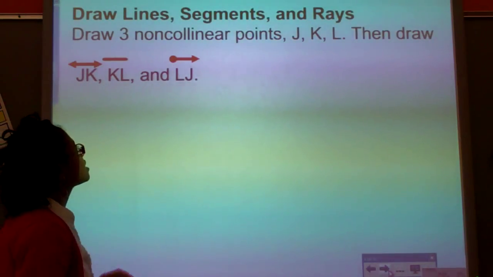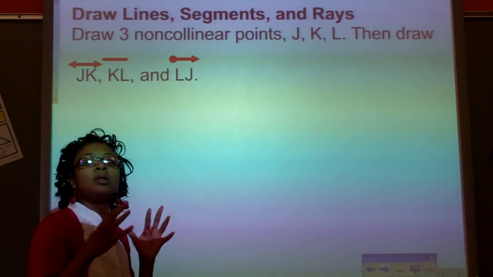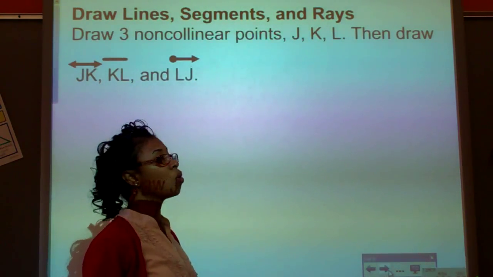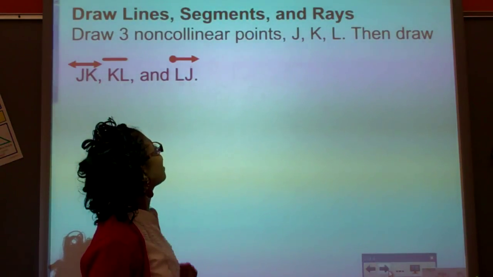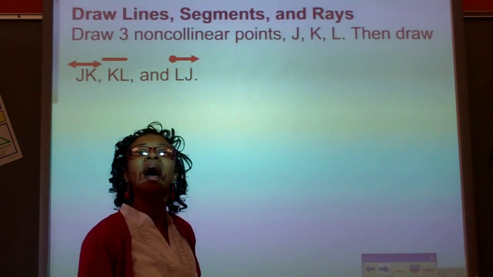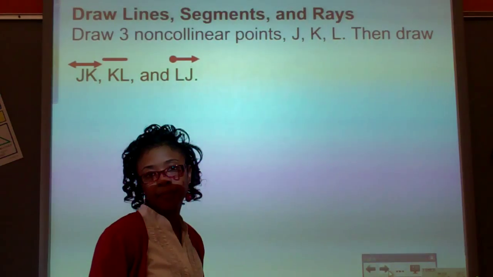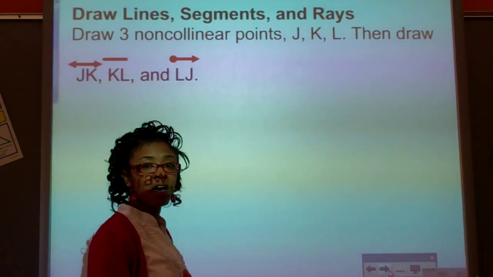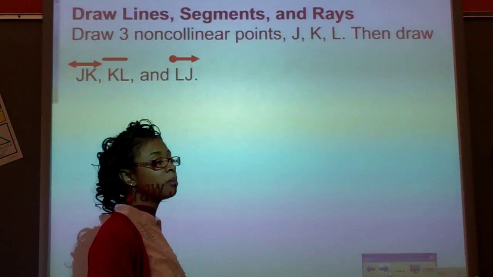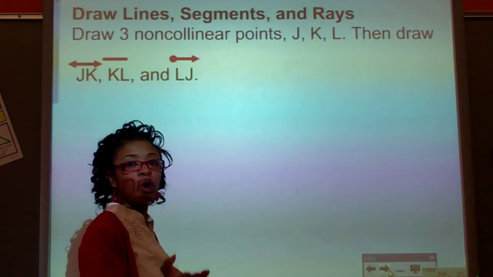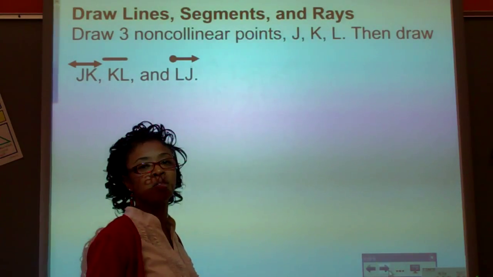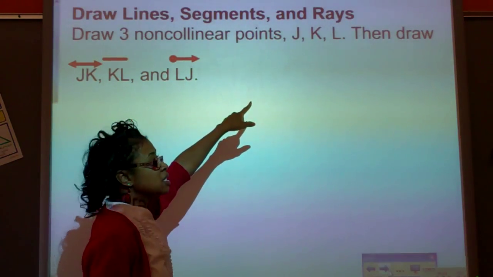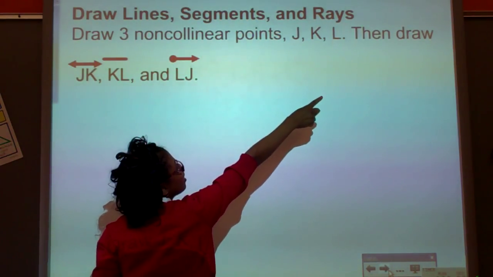Draw lines, segments, and rays. Look carefully, read carefully your directions, and see what's going on. Draw 3 non-collinear points. What does non-collinear mean? Collinear means co, together, line is in there, so they're on the same line. Well, it says non-collinear, so I want 3 points that are not on the same particular line. Draw the 3 points that cannot be on the same line, J, K, and L.